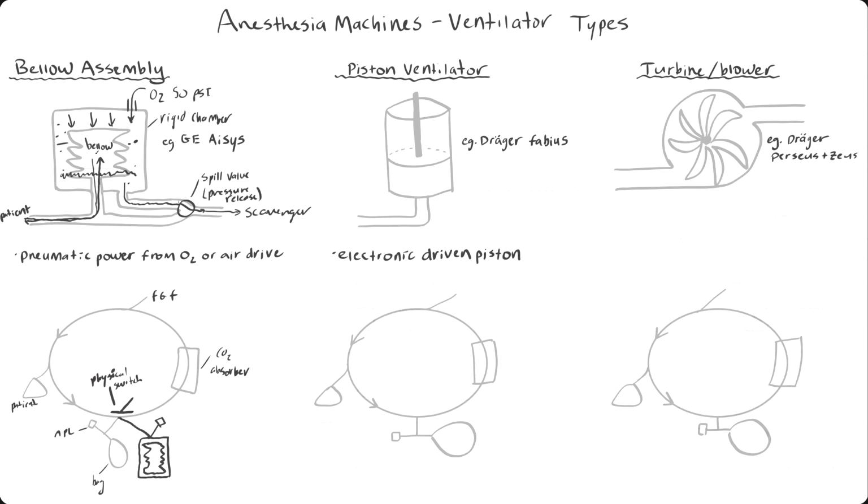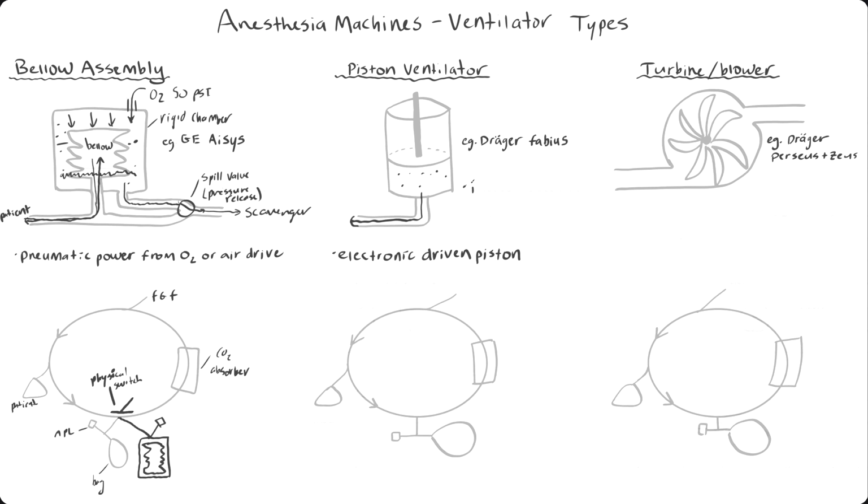If you get used to looking at the bellows to assess how much air is in your circuit, you may be disappointed to use a piston ventilator where you don't get that same visual feedback. This piston ventilator is just an electronically driven piston that will go up and down, and this chamber will fill with air and then get sent out to the patient. So this piston will not collapse if there's insufficient air in the circuit.